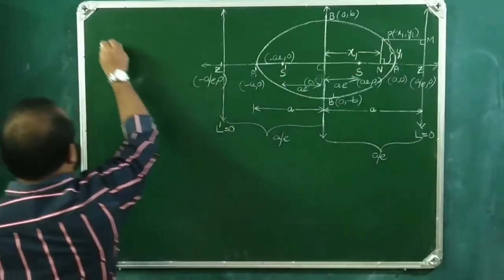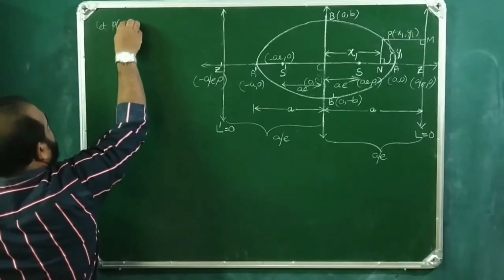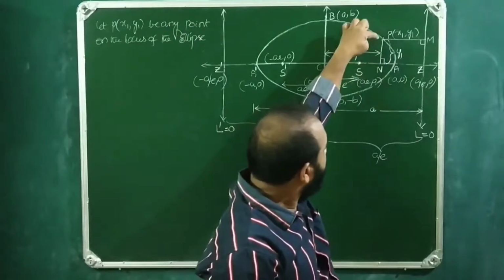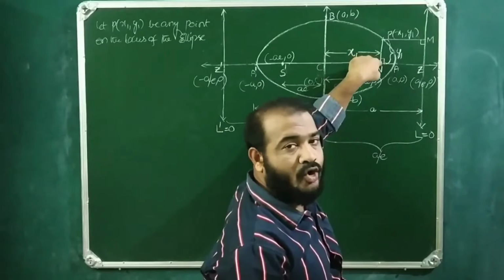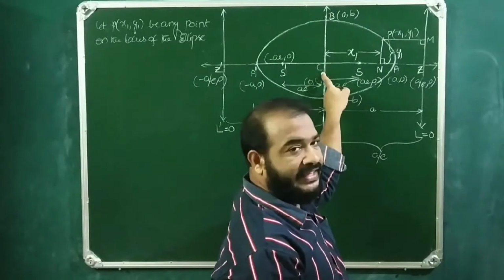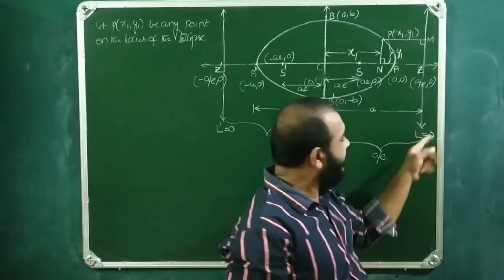Let P(x1, y1) be any point on the locus of the ellipse. So any point on the locus of the ellipse. So PN is the projection of P on the x-axis CZ, and this N is the projection of P on the directrix L equals to 0.